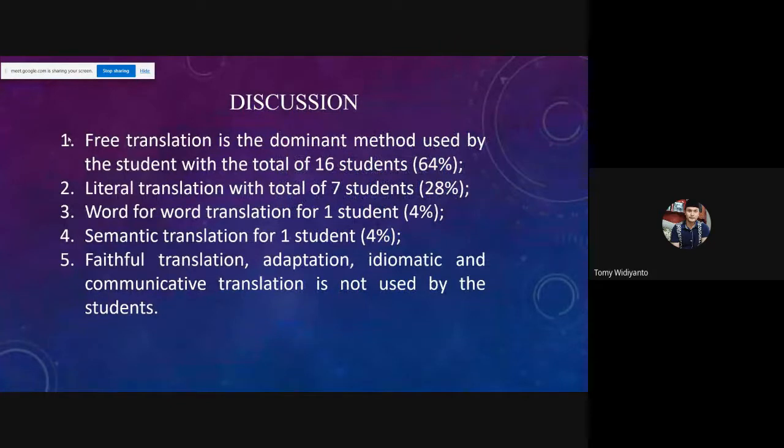Okay, we have the discussion, and we can infer that free translation is the dominant method used by the students, with a total of 16 students, and the percentage is 64%. And then literal translation with a total of 7 students, which is 28%. And then word for word translation for only 1 student with 4%. And then semantic translation for 1 student is also 4%. And then the fifth one is faithful translation, adaptation, idiomatic, and communicative translation, which are not used by the students. Okay, the next slide, please.